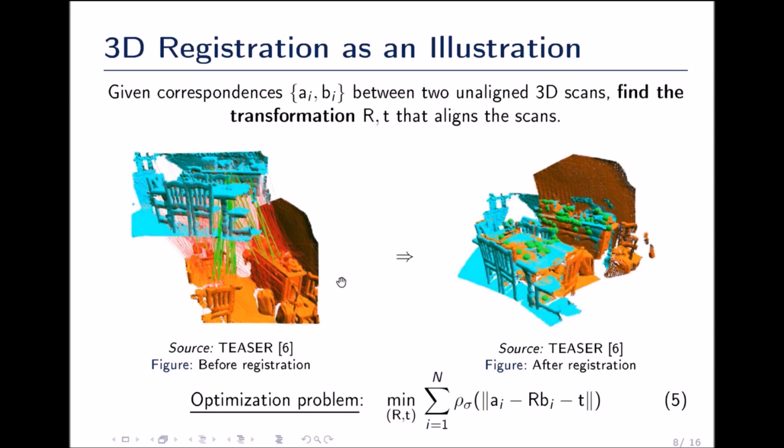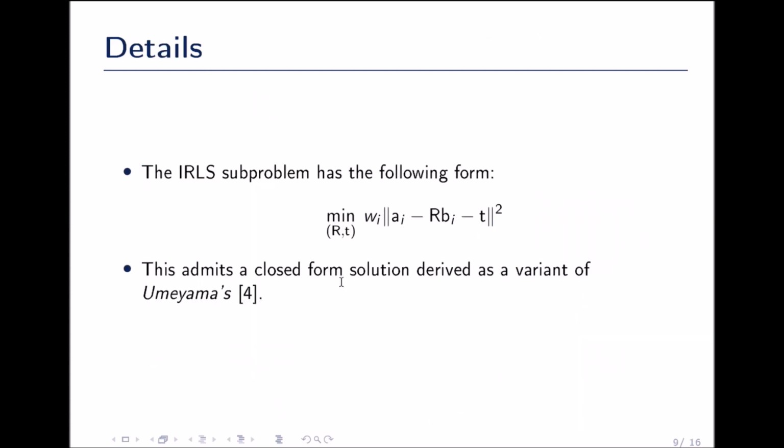Note that in general, at sigma equal to infinity, the robust loss rho is nothing but the traditional least squares cost, for which many problems have certifiably global solutions. In this particular case also, due to Umeyama, we have a global minimum for the least squares solution, and the IRLS subproblems, which are also weighted least squares problems, also admit a closed form solution for the global minimum.